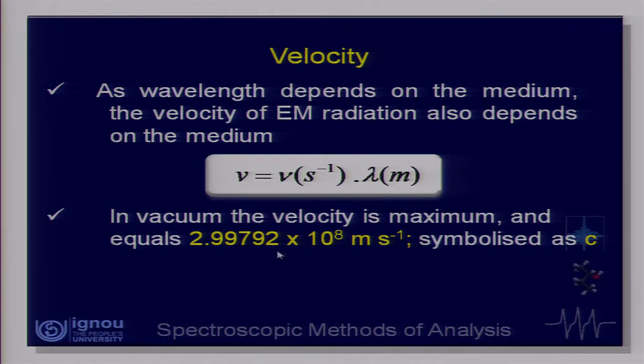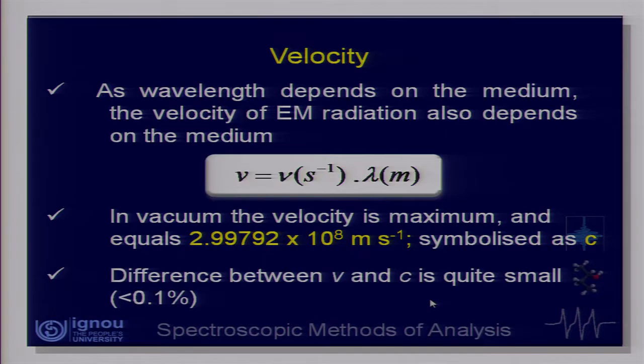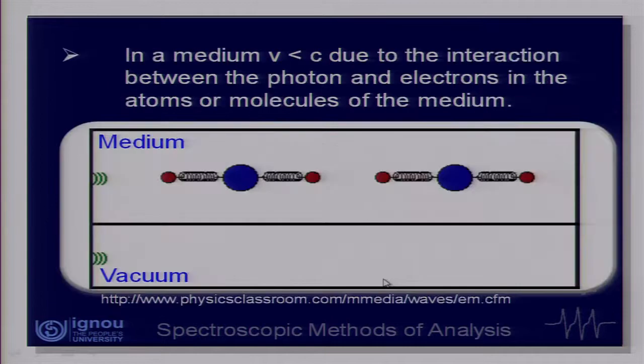That number we are familiar with. We typically talk in terms of 3.0 times 10 to the 8 meters per second, but the actual number happens to be 2.99792 and so on. The velocity in vacuum is given the symbol c. The typical difference between the velocity in a given medium and that in vacuum is very, very small, less than about 0.1%. But let us see the reason for that difference.